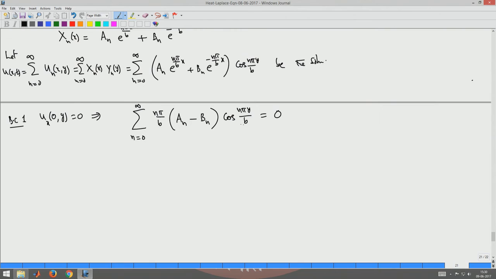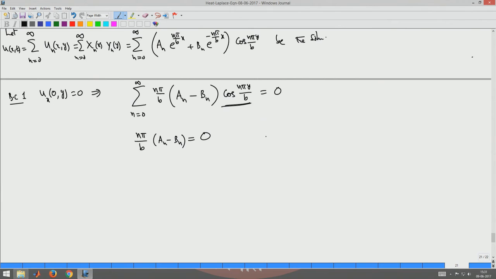Now, apply these eigenfunctions to both sides, taking a dot product with them, to see that (n pi by b) times (a_n minus b_n) will be 0 because the right-hand side is 0. You just multiply with the same cos(n pi y by b) and integrate from 0 to b, so that the constant has to be 0, because that integral value is b by 2. So, this has to be 0, and this is true for every n = 0, 1, 2, 3 onwards.